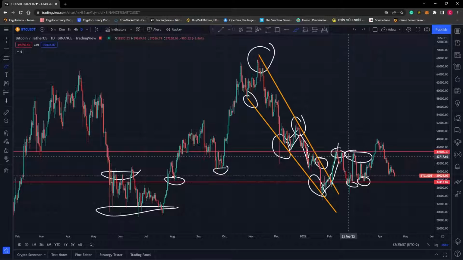The idea is that you can enter a trade when the price touches the support zone and you can exit when it touches the resistance zone. But of course, there are many aspects to consider before entering a trade, such as moving averages, which will be the topic of our next video.